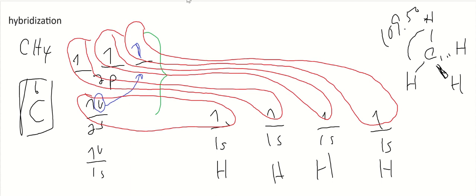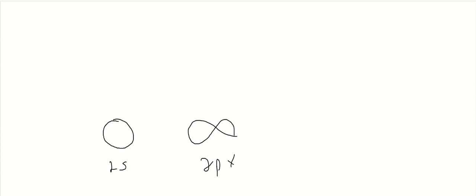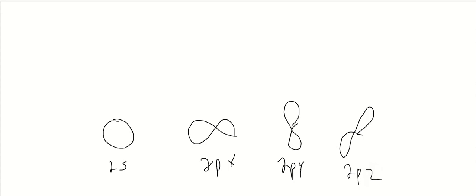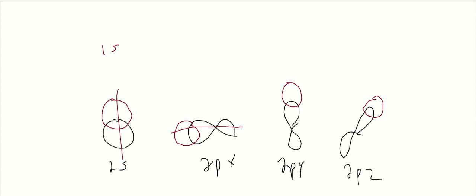Okay, so let me clarify. Carbon's valence electrons are in the second principal energy level. You have your 2s orbital, your 2px, your 2py, and then your 2pz going through the screen here, if you can imagine. So how do you use those four orbitals in carbon? Hydrogen only has the 1s available, so we'll do this in a different color. Maybe those are the covalent bonds: there's a bond, a bond, a bond, a bond.